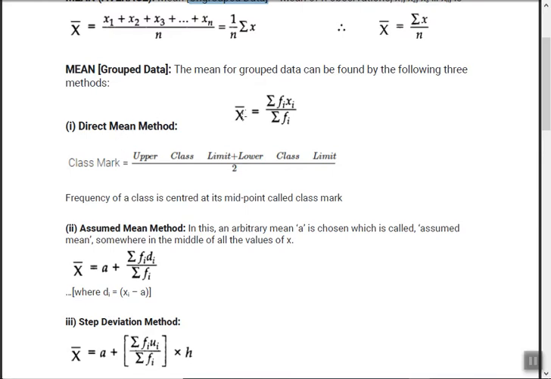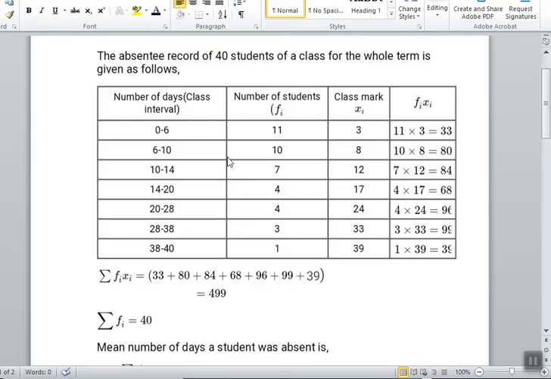Okay, what is direct mean? Direct mean is very easy. x bar equals summation fi xi upon summation fi. Now what is fi? See this, x is an element and f is a frequency. Okay, I'll show you. For example, the absentee record of 40 students of a class for a whole term is given as below. See, these are the intervals. Number of days means how many days absent, first 0 to 6, 6 to 10. These are called intervals. Now this is the number of students, means how many students are absent. So these are called frequency.